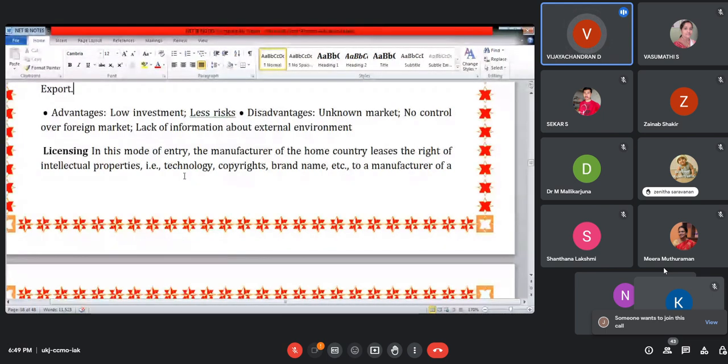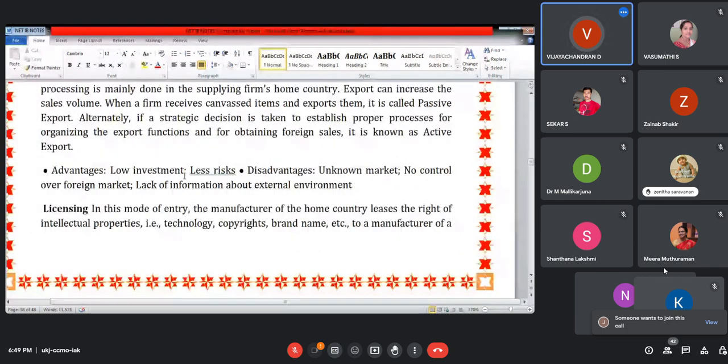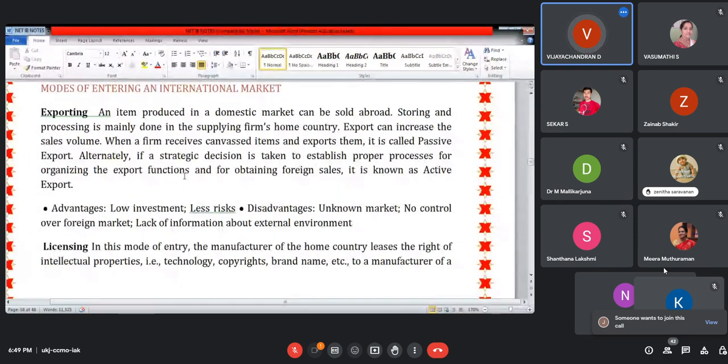But the disadvantage is that you do not study the need of the product. You are simply selling the product sold in the local market, without any modification or change, in the foreign country. So the market is not studied well, it is an unknown market, there is no control over the foreign market, and there is a lack of information about the foreign market environment. These are all the disadvantages of exporting. So this is the simplest way of entering international trade.